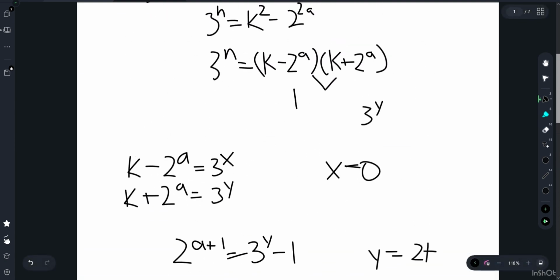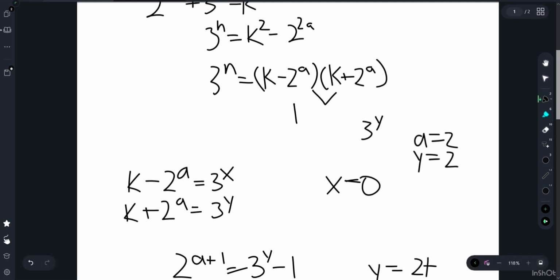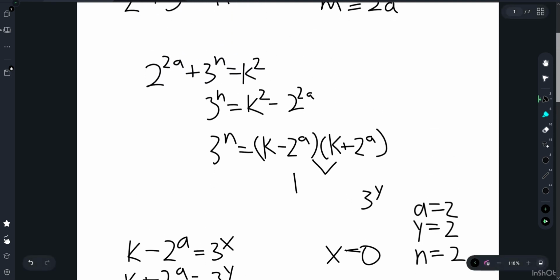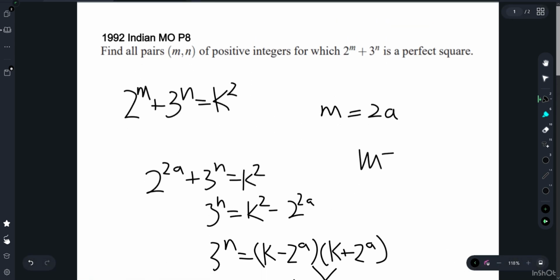So now let's plug it in. a is equal to 2 and y is equal to 2, so this means that n is equal to 2 as well. And a is equal to 2, so we have that m is equal to 4 and n is equal to 2. And this is our only solution.